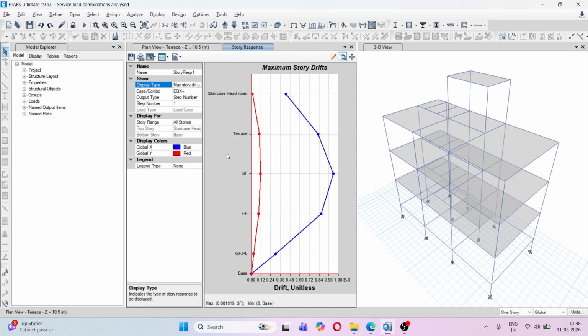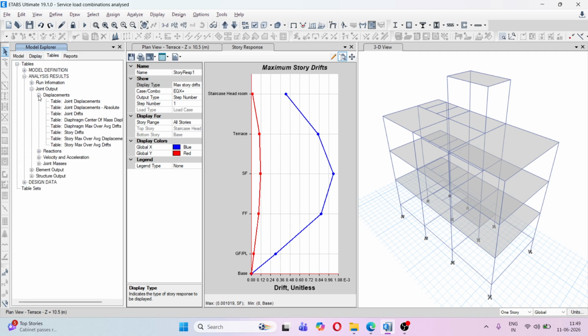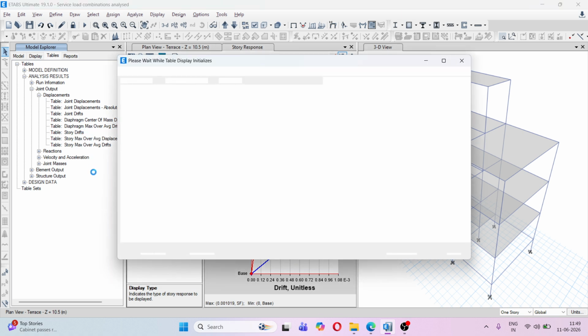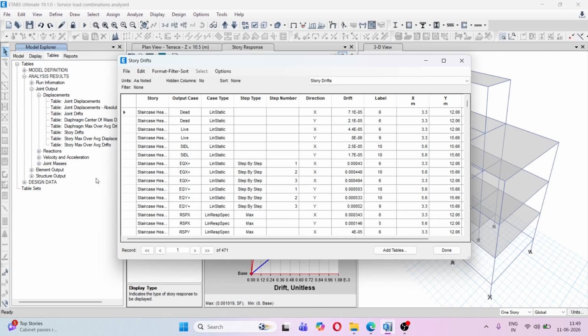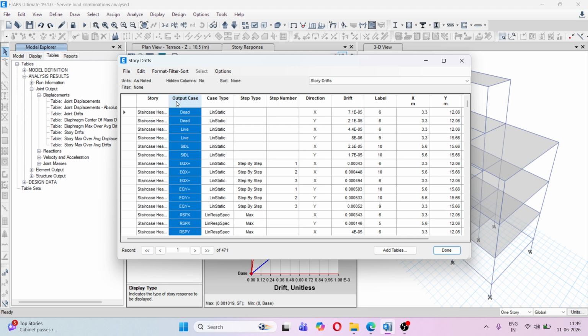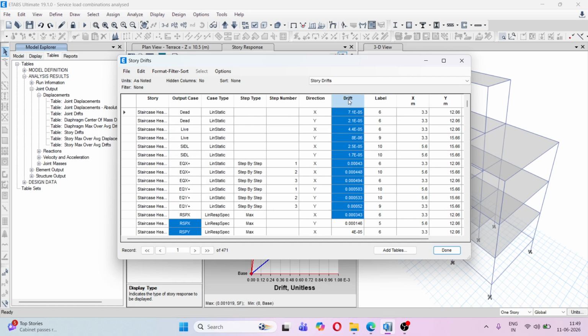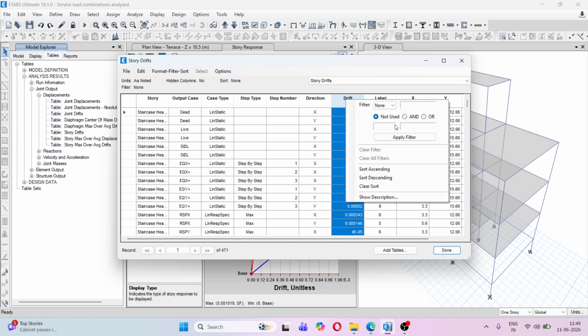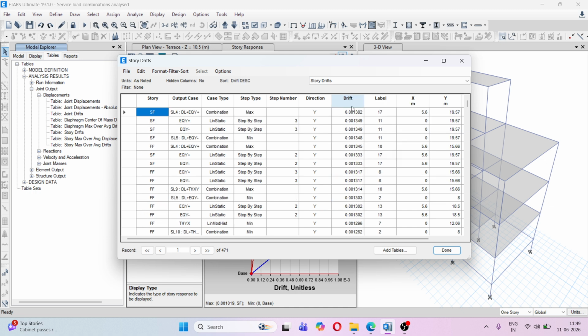Now, we have multiple load cases and load combinations. So how to see them? For that, you have to go to tables. Click on analysis results, joint output, displacement, and here there is an option of story drift. You can right click and show tables. Now here all the load cases including the load combinations are there and the story drift is given. So right click here and sort descending, so the maximum value will appear at the top.